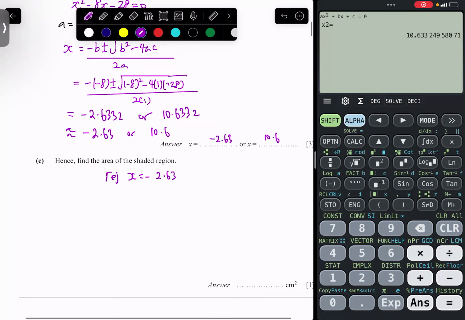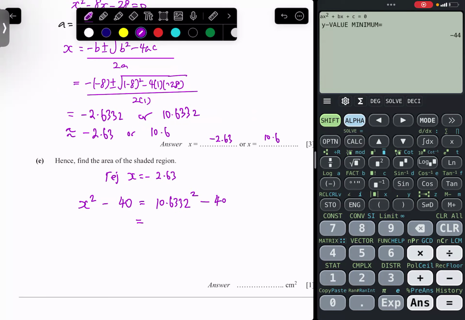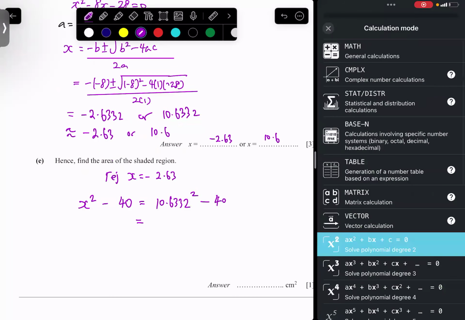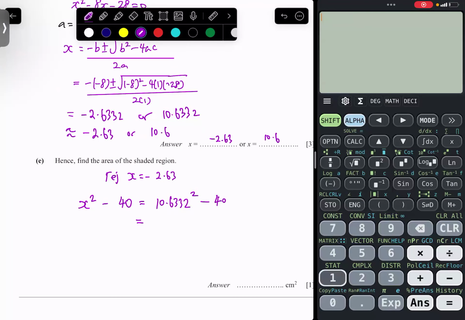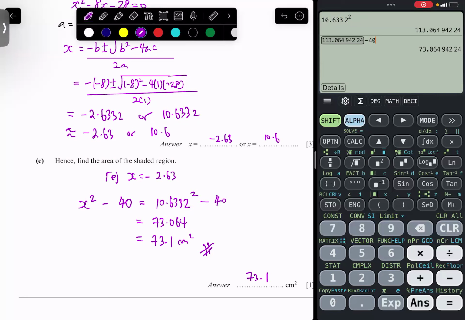If you want to provide a reason, you can, but it is not needed. So that means the total area is x squared minus 40, which is 10.6332 squared minus 40. So you take this answer and then you square it. 10.6332 squared minus 40. So you get 73.064, which is 73.1 cm squared.